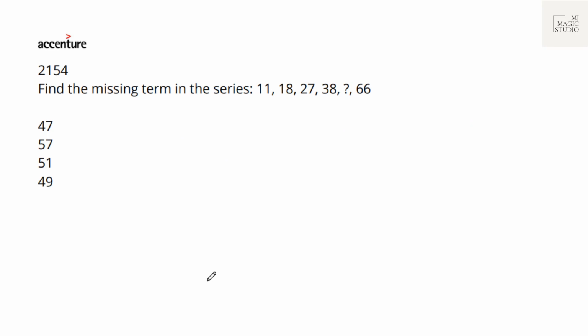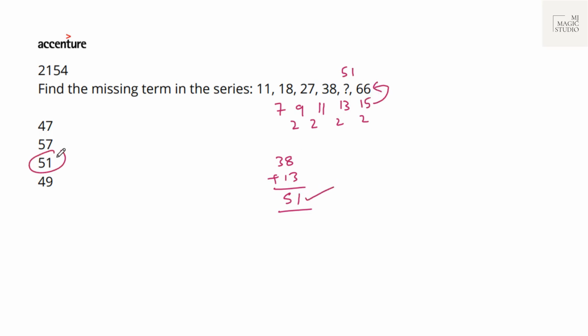Okay, one more on number series. The best way to solve number series is to find the difference table. Here the difference is 7, then 27 minus 18 is 9, 38 minus 27 is 11, and here we can see that it's an AP series with common difference 2. So the next difference should be 11 plus 2, that is 13. So 38 plus 13 is 51. If I put 51, the next difference should be 15, and we can check: 51 plus 15 is 66. Bingo. So 51, option C is the answer.